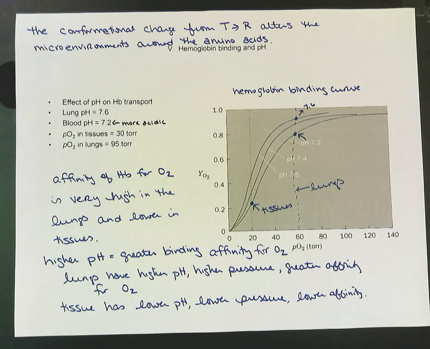So the conformational change, which is what kind of conformational change? Mechanical. It's a mechanical shift, right? The conformational change is a mechanical shift from a T to R state that alters the microenvironments around the amino acids.